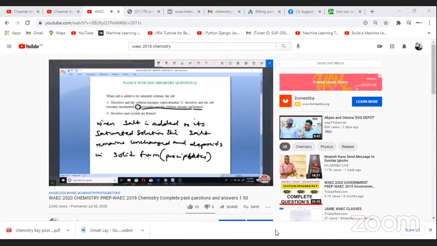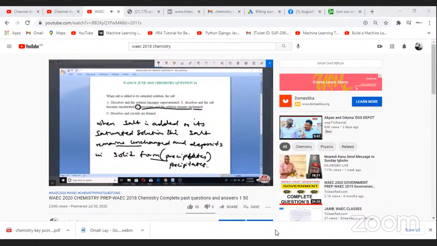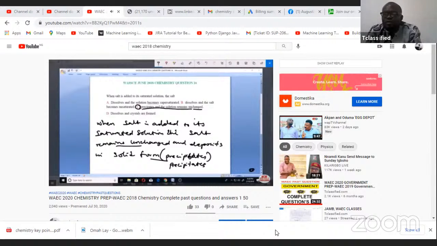Do you understand it now? Whenever you add a salt, because the solution is already at equilibrium, it's already saturated, so it's no longer taking more. So it remains unchanged, whereas any extra you add precipitates, converting into solid form. You can visually see it. So it's a saturated solution.